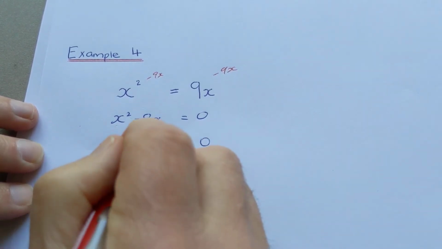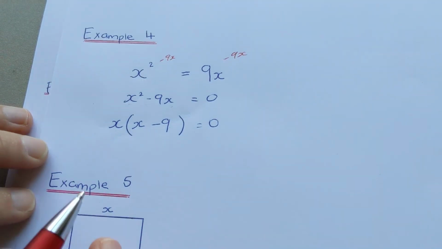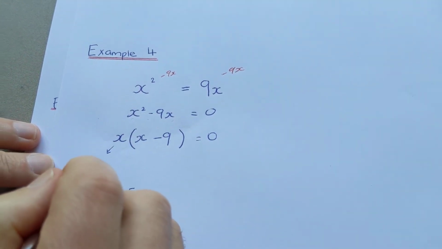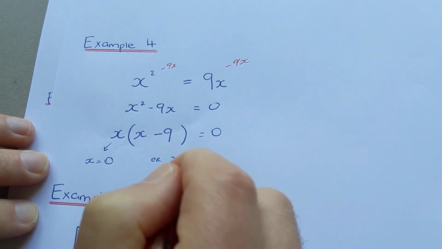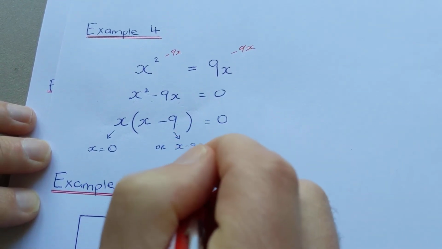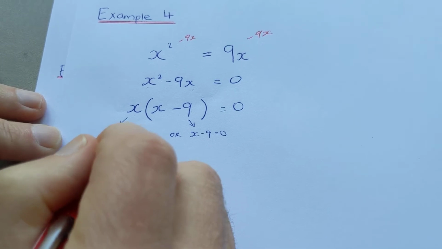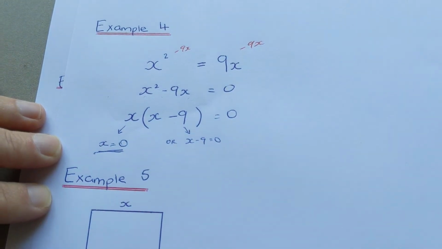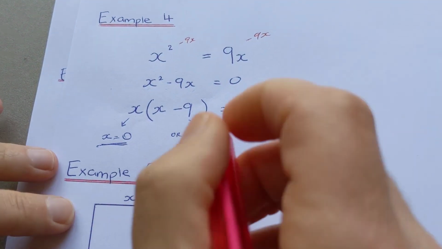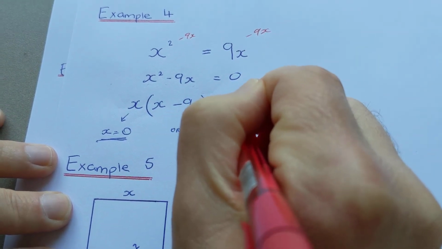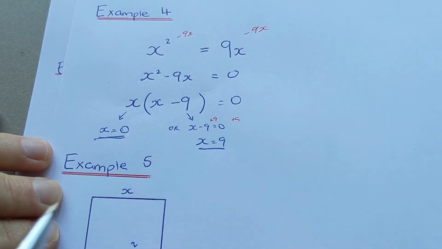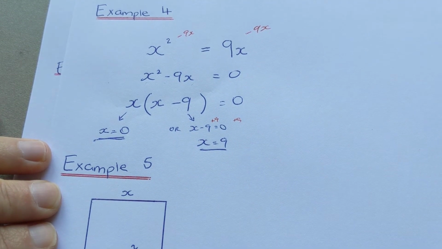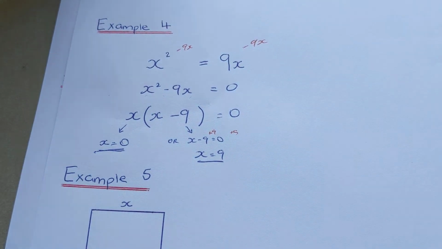X times negative 9. And now my 2 factors are either x has to equal 0 or x minus 9 has to equal 0. And my 2 answers, well, there's one answer, I don't need to do any working there. This one here, I'd have to add 9, or x equals 9 is my other answer. So 2 answers there.